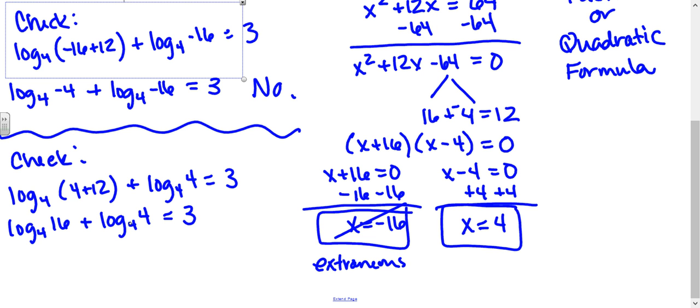Now you can work these out in your head, but if you couldn't, you could use the change of base formula on both of these. So log base 4 of 16. 4 to what power equals 16? Well, that would be 2. And 4 to what power equals 4? Well, that would be 1. 2 plus 1 equals 3. And that is correct. So this one is the solution. So x equals 4 is the only solution that we have.